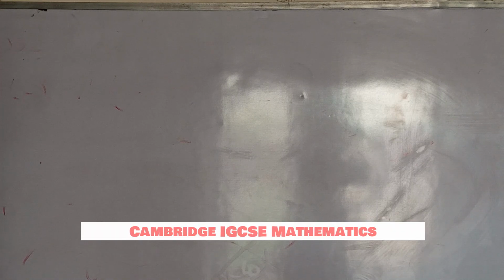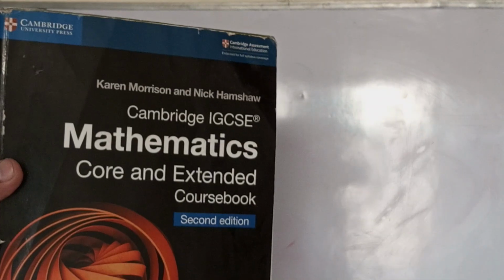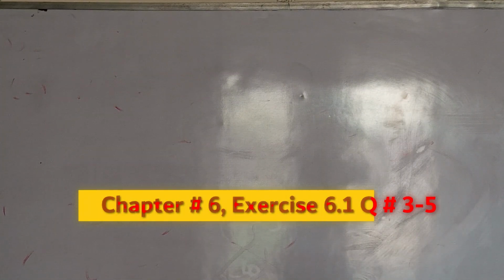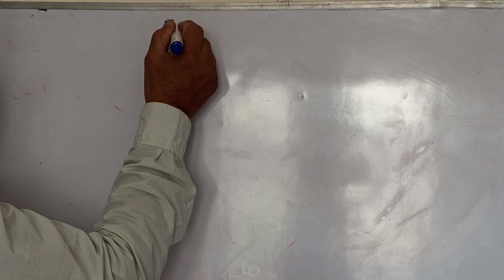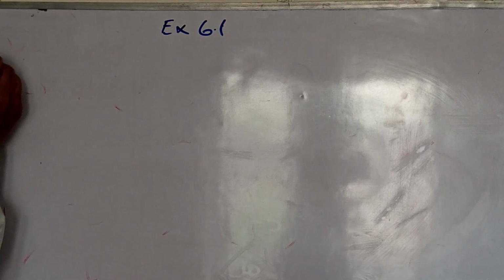So we were doing exercise 6.1 and the chapter name is equations and rearranging formulae. And of course, I always show you the book from which we are studying, this one. So exercise 6.1, I have already solved two questions from this exercise. Now question number 3, exercise 6.1.